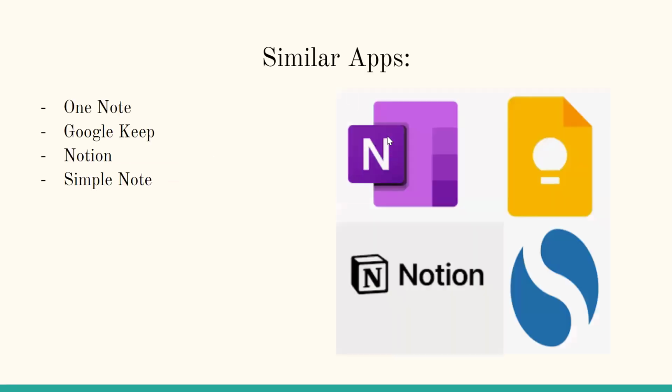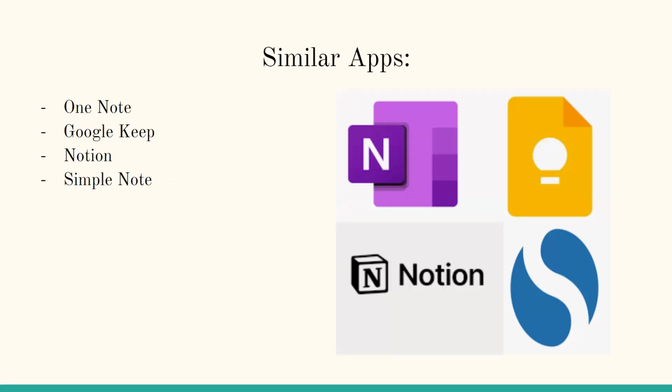So moving on, apps that are similar to Evernote: OneNote. OneNote is one that I've used before, and I like Evernote above it because OneNote is strictly a note-taking app, whereas Evernote can be used for more than just note-taking. You can use it to track your day, and even your calendar syncs to it, and other stuff that OneNote does not have.